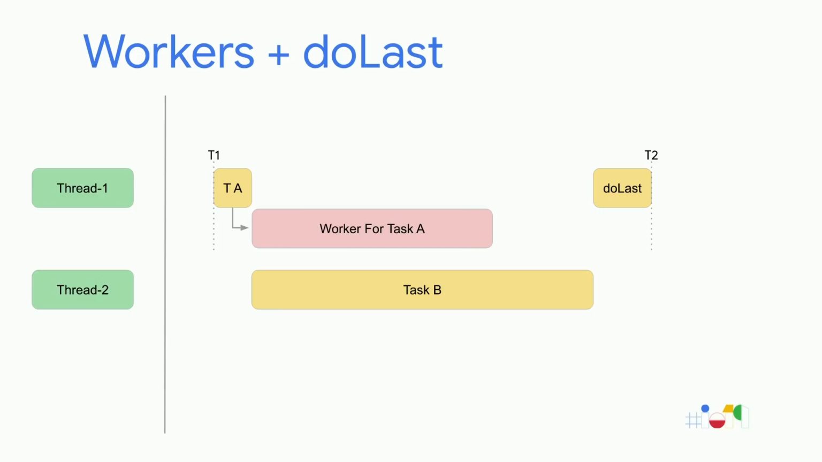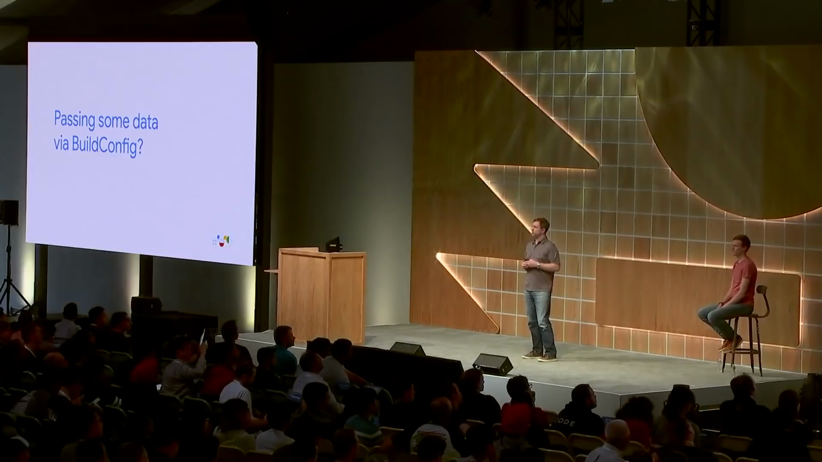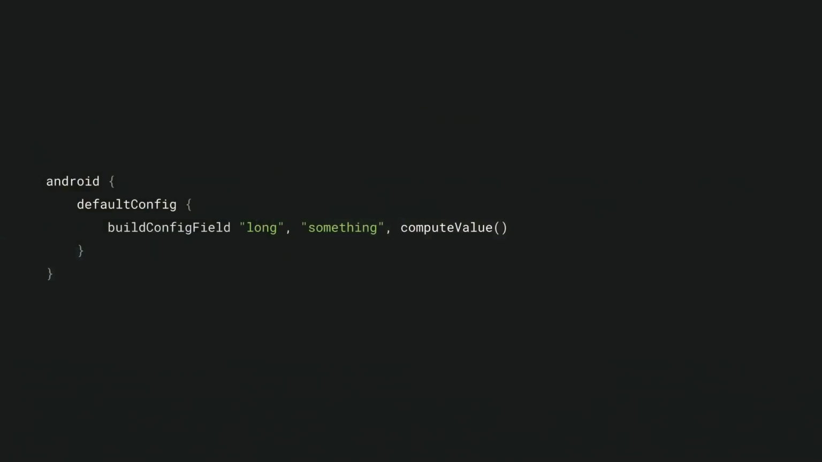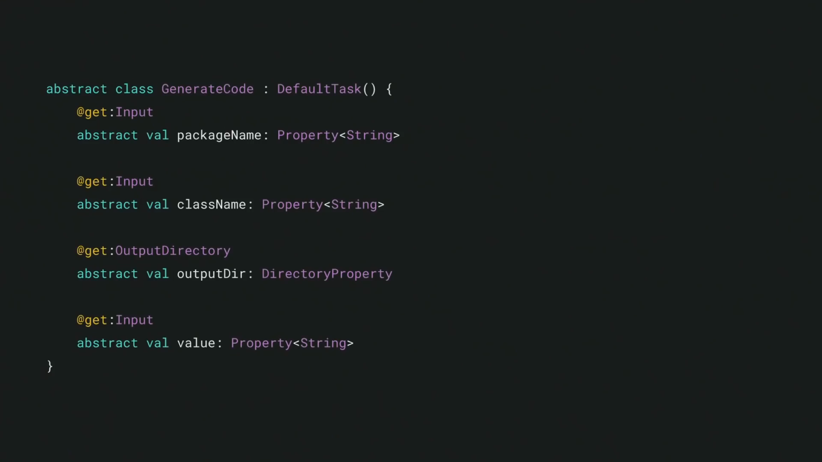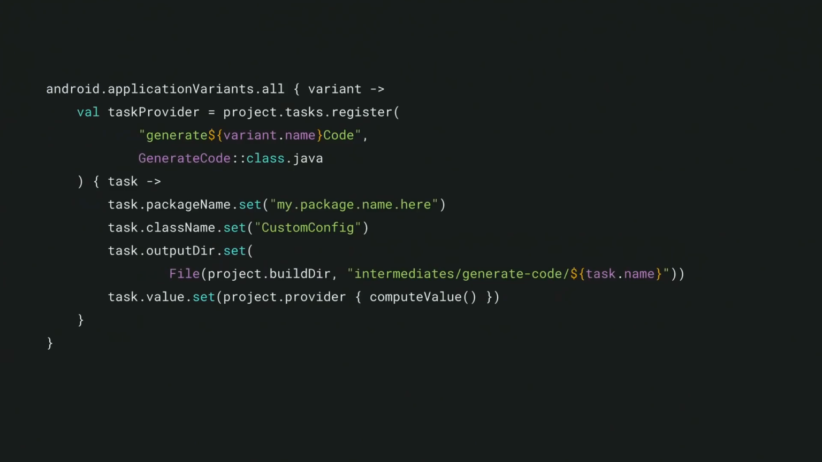Something to think about. OK, so we have another example, which is, we see people passing data via build config. For example, they compute a value and they put it there. So here it's harder to hook into the end and actually add to the class. So you can generate your own class. In order to do that, it's very easy. You create a task with some inputs: package name, class name, location, and then the value. The generation is relatively easy. I'm just generating a four-line Java class, so there's nothing much to talk about.